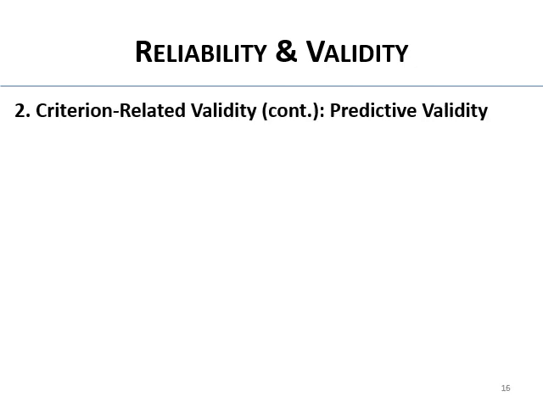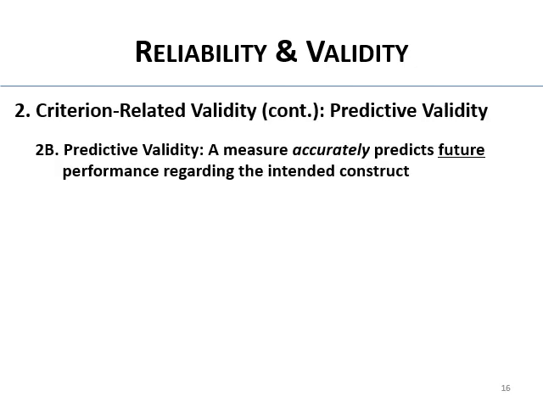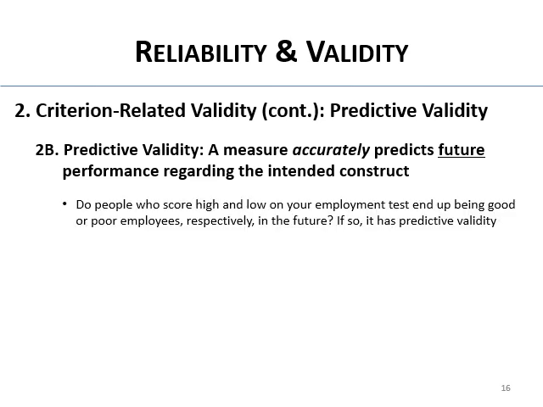Next one. Predictive validity. Predictive validity is when a measure accurately predicts future performance regarding the intended construct. So it can predict the future based on their performance today. Do people who score high and low on your employment test end up being good or poor employees, respectively, in the future? If so, you would say this test has predictive validity. It predicts who's going to be a good and who's going to be a bad employee.